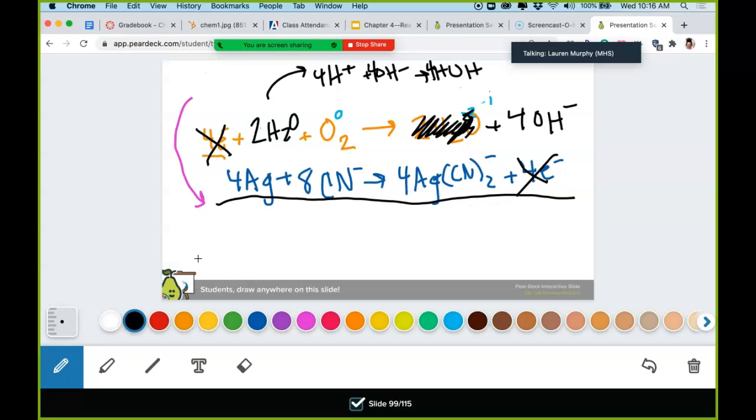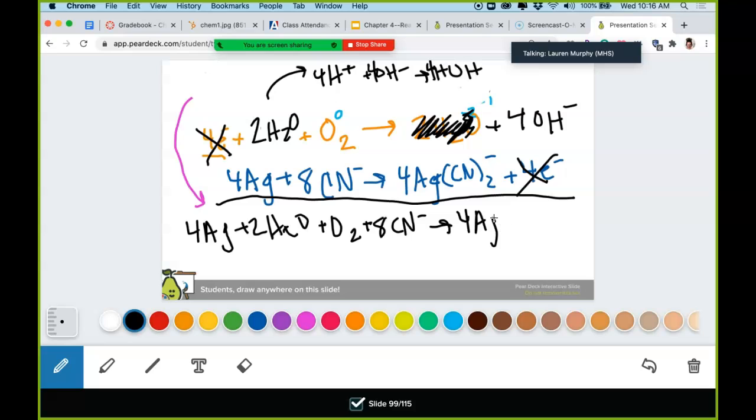So now you just write out everything that's left. I have 4 silvers. I have 2 waters. I have an O2 right here. I have 8 cyanides. All of that is on the reactant side of the reaction arrow. And then I have 4 of this complex ion, plus 4 hydroxides.